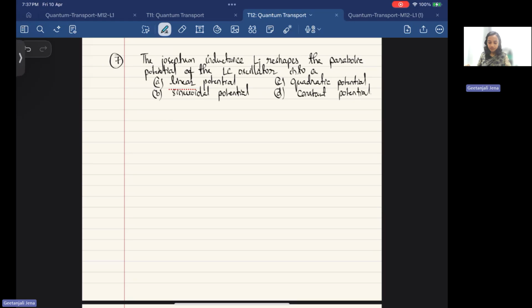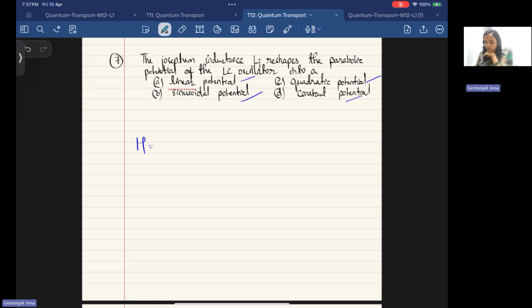Question number 7. The Josephson inductance LJ reshapes the parabolic potential of the LC oscillator into a linear potential, sinusoidal potential, or quadratic potential, or a constant potential. So what happens when we include a Josephson inductance into the simple LC oscillator circuit? This we have seen also.